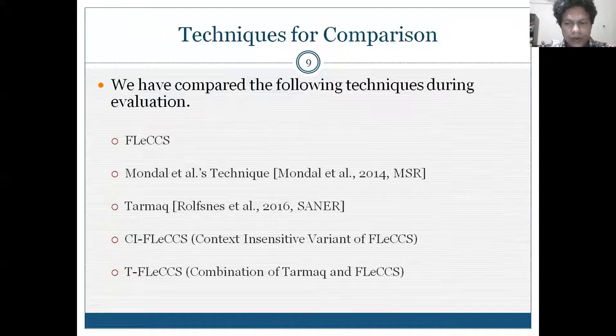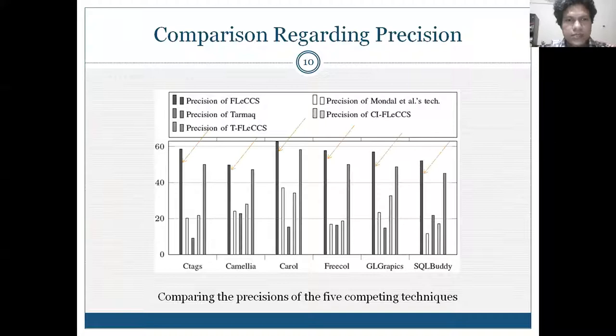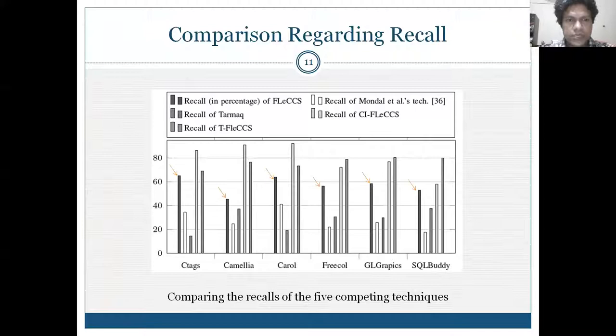We first compare the precision of these five techniques. We see that the precision of FLeCCS is always the highest among all the five techniques for each of our subject systems. Then we compare the recall of the five techniques. We see that the recall of FLeCCS is always higher than the recall of Mondal et al.'s technique and Tarmac.